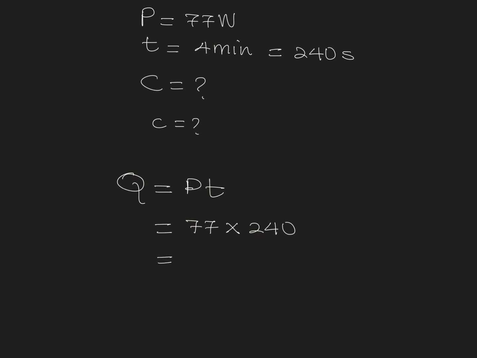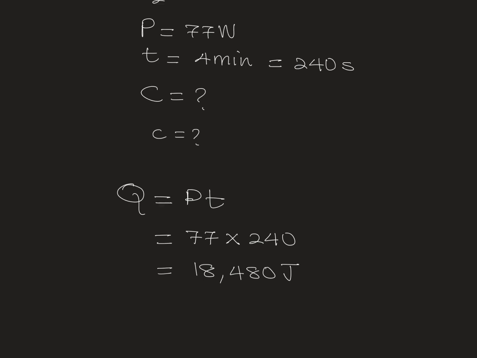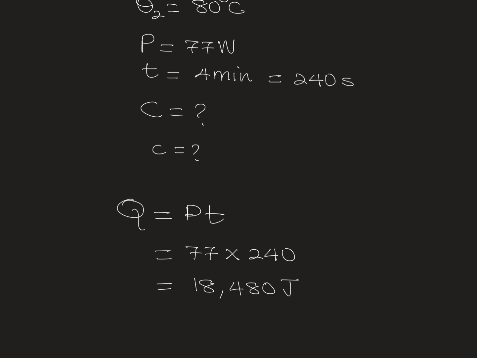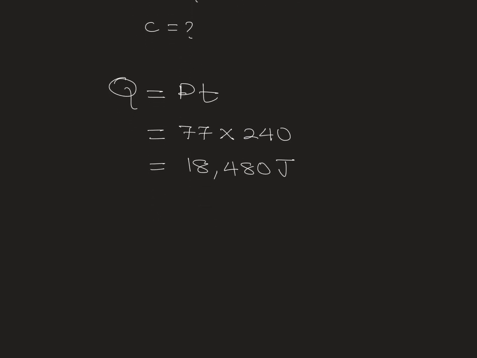So 77 times 240 is 18,480 joules. Which means this was the amount of heat that is supplied to the piece of copper. Okay. So now I will move on to answer question 1, which asks us to find the heat capacity.